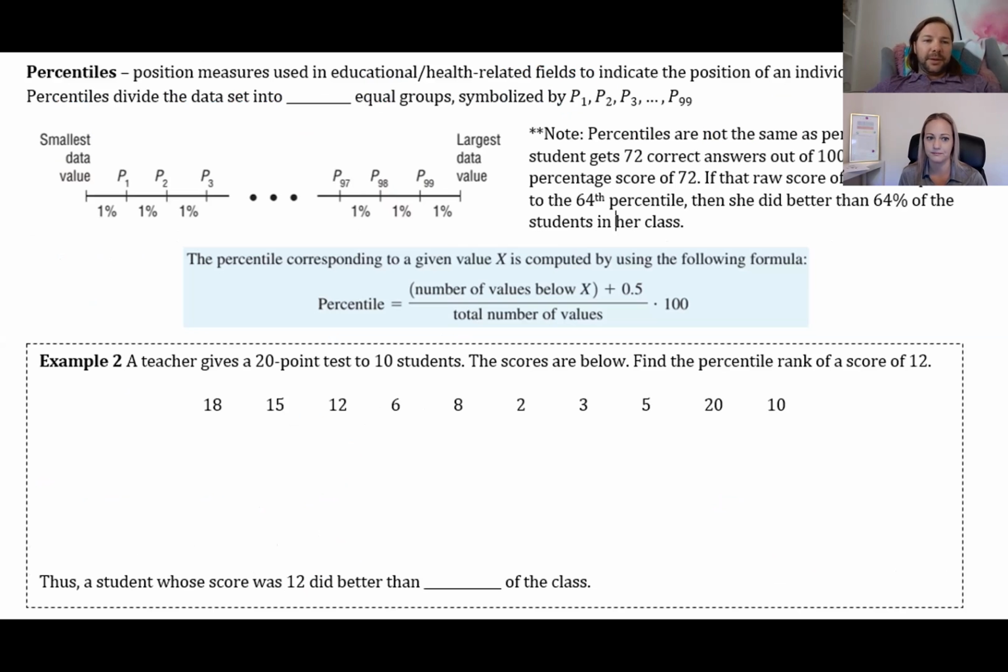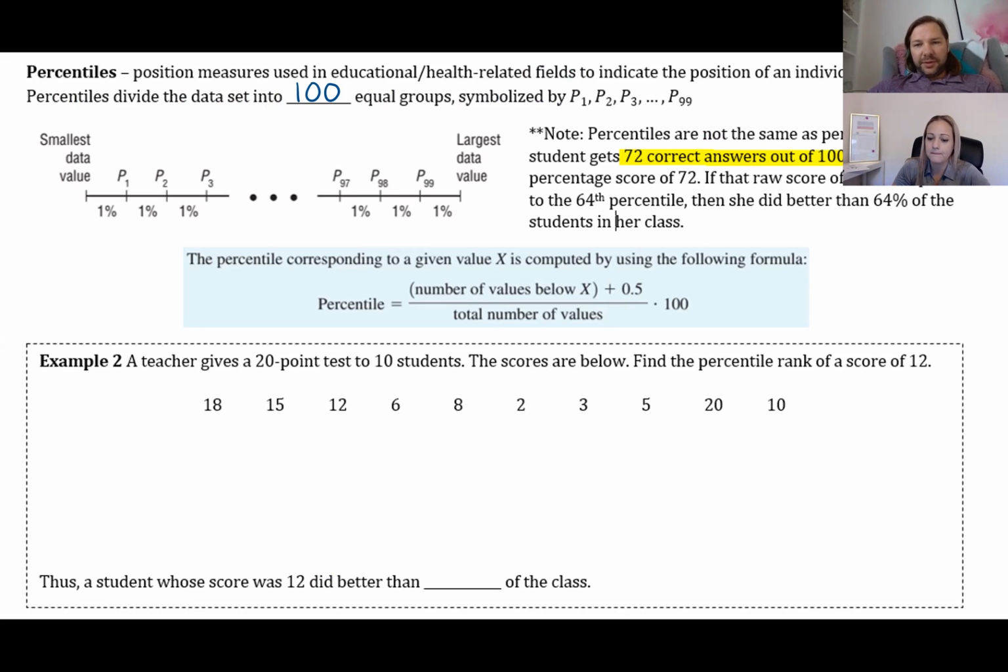Okay, and so now we're going to talk about percentiles, which is something you've probably encountered if you've ever gone to the doctor, especially if you have kids. They're always talking about percentiles. But in educational and health-related fields, they use percentiles to indicate an individual's position within a group. So percentiles divide the data set into 100 equal groups. And so you have P1 through P99. And so it's important to note that percentiles are not percentages, right?